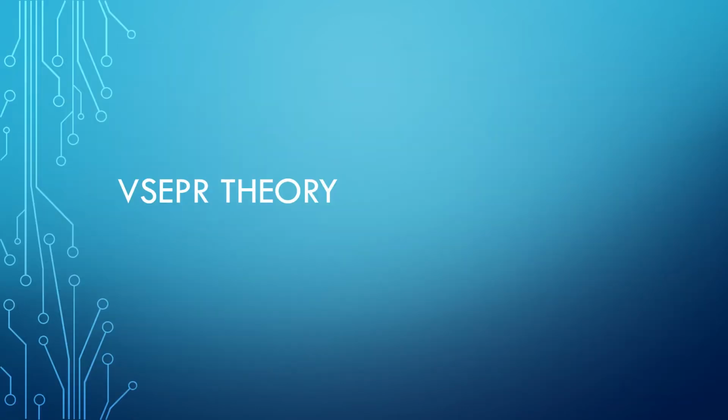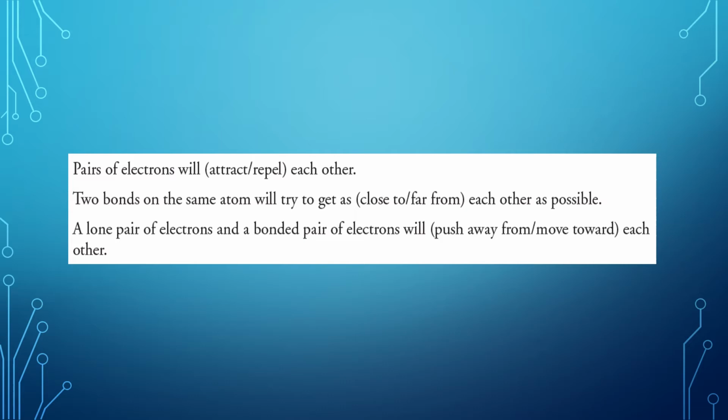So what is VSEPR theory? Just be mindful that electrons, because they're the same charge, are going to want to repel from each other. And so if you have two bonds, remember that bonds consist of electrons, they're going to want to get as far from each other as possible because they have the same charge.